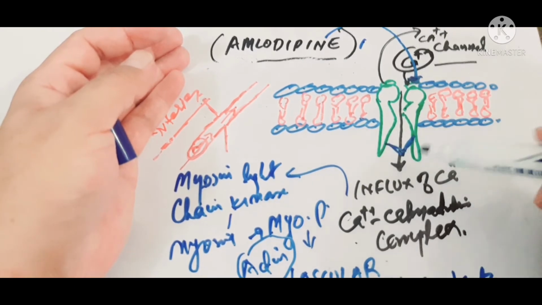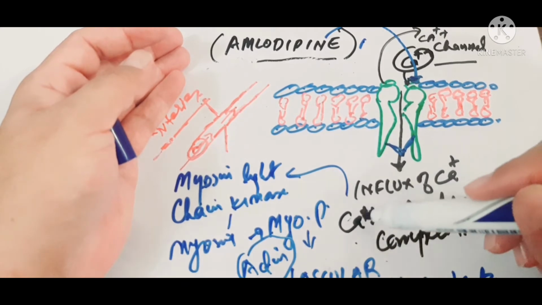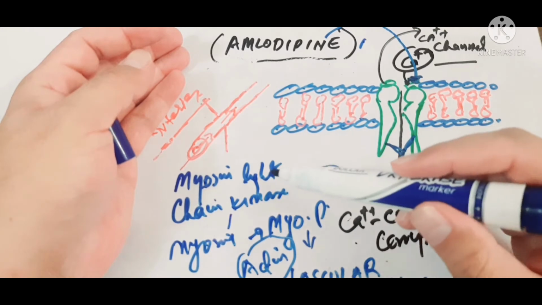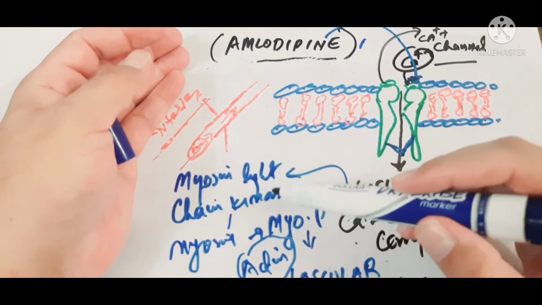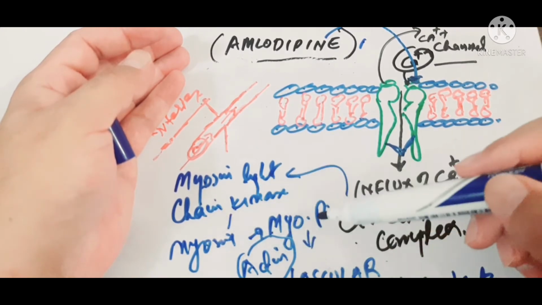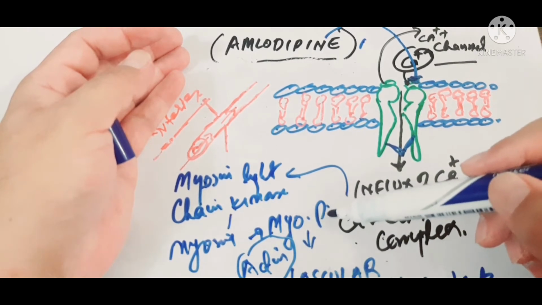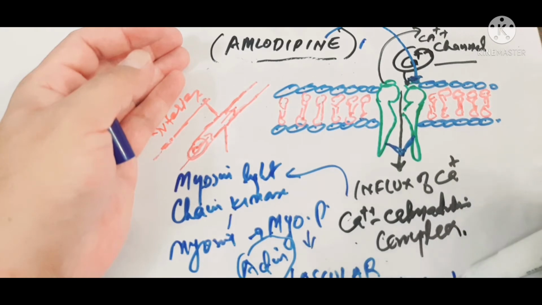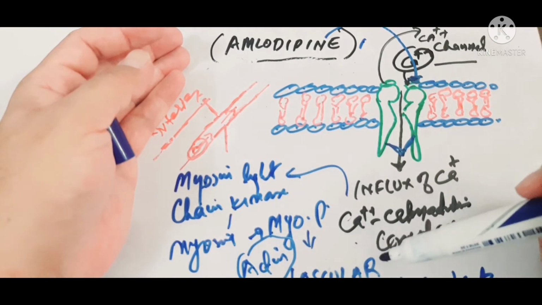When this channel is blocked, what happens? There is no influx of calcium, there is no formation of the calcium-calmodulin complex, and there is inactivation or no activation of the myosin light chain kinase. Myosin is not converted into myosin phosphate, and there is no interaction with actin and no vascular smooth muscle contraction. So what happens? There is vasodilation.